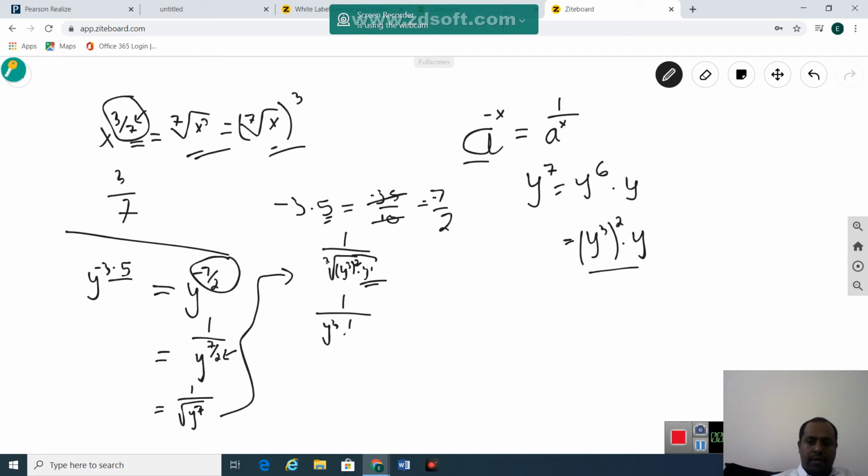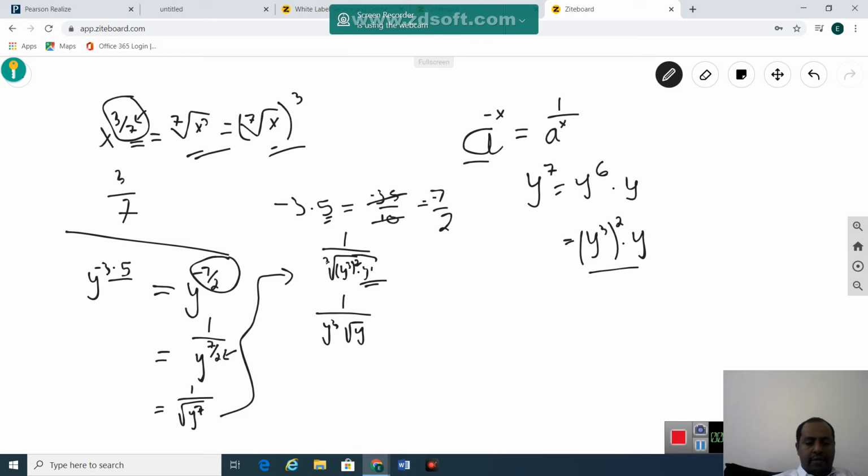Sorry, let me erase this one. This time I have to be careful. So this will be 1 over y to the power of 3 times the square root of y.